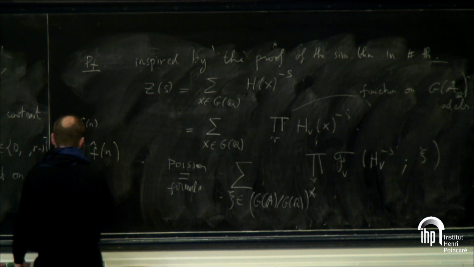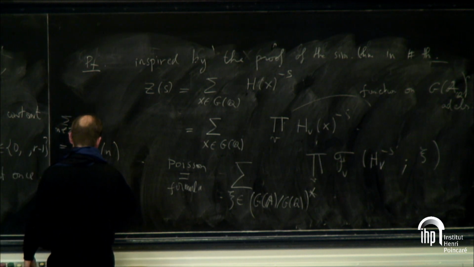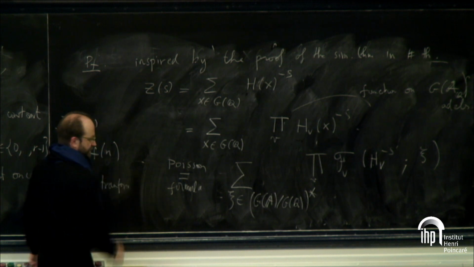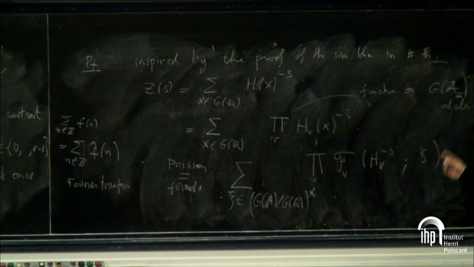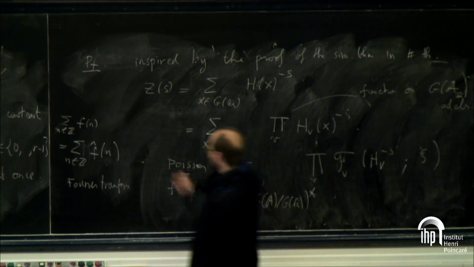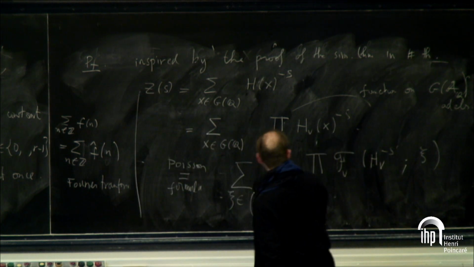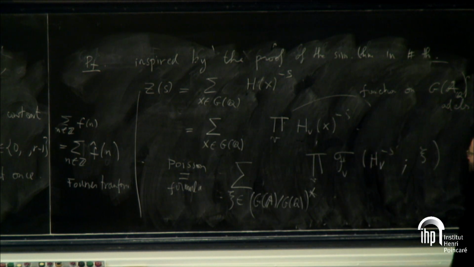and so this is the Fourier transform, and the 200th anniversary of Fourier's death is this year, so we have to celebrate that. So this is just the analog of this Poisson formula.